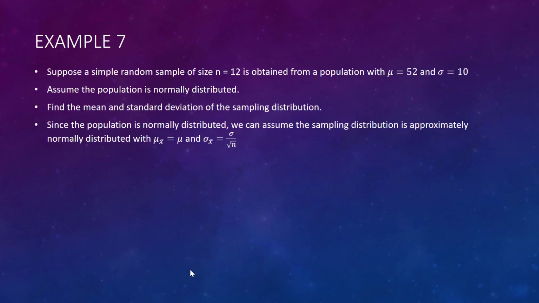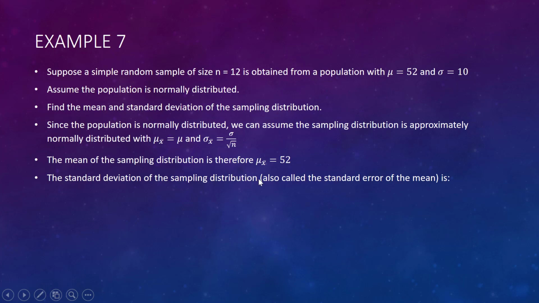So let's find the mean and standard deviation of the sampling distribution. Since the population is normally distributed, we can assume that the sampling distribution is approximately normally distributed. The sampling distribution mean is the same as the population mean, but remember for the standard deviation, we have to divide again by the square root of n.